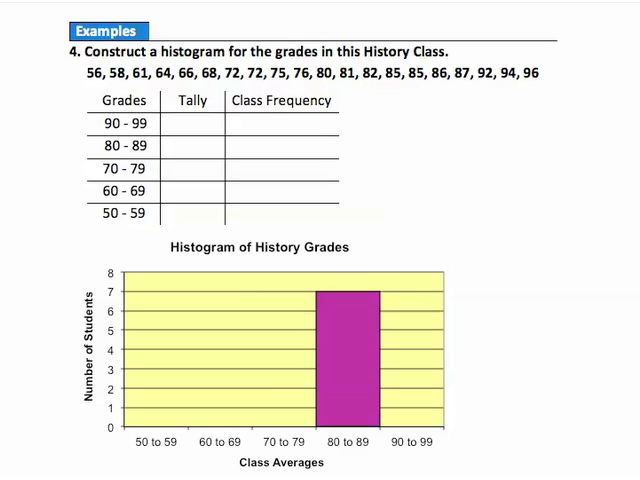Example 4. Construct a histogram for the grades in this history class. And you can see we've got the grades listed here. And I've already organized these from least to greatest. Typically, the grades would be all scattered about, and most of the time when you see a data set when you're creating a histogram, it'll be all scattered about, and the first thing you'll have to do is organize it from least to greatest. But it's already been done for us here in the example.